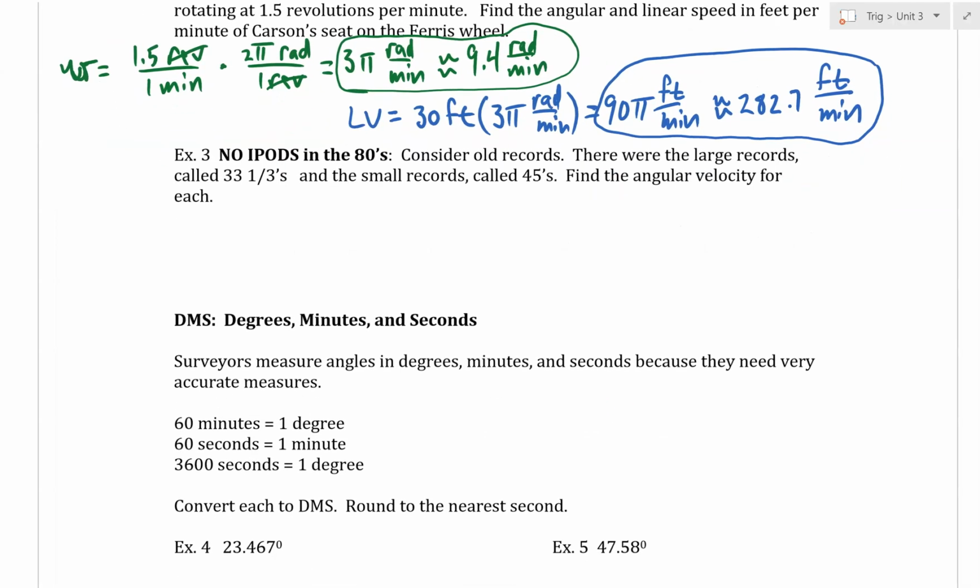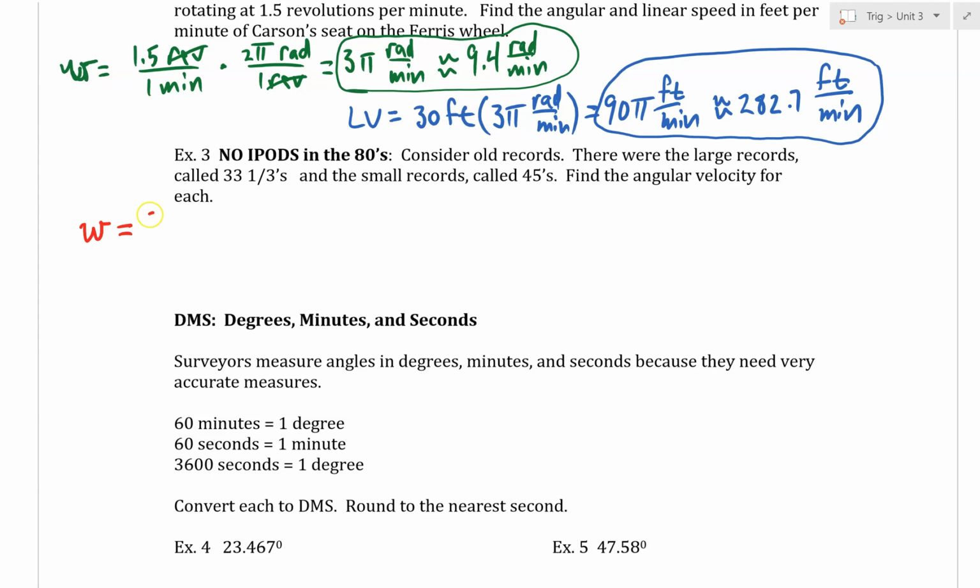Example 3, no iPods in the 80s. Some of us are old enough to remember that. Consider old records. There were the large records called 33 1/3 and the small records called 45s. Find the angular velocity for each. So we're just looking for the angular velocity here for each of these.